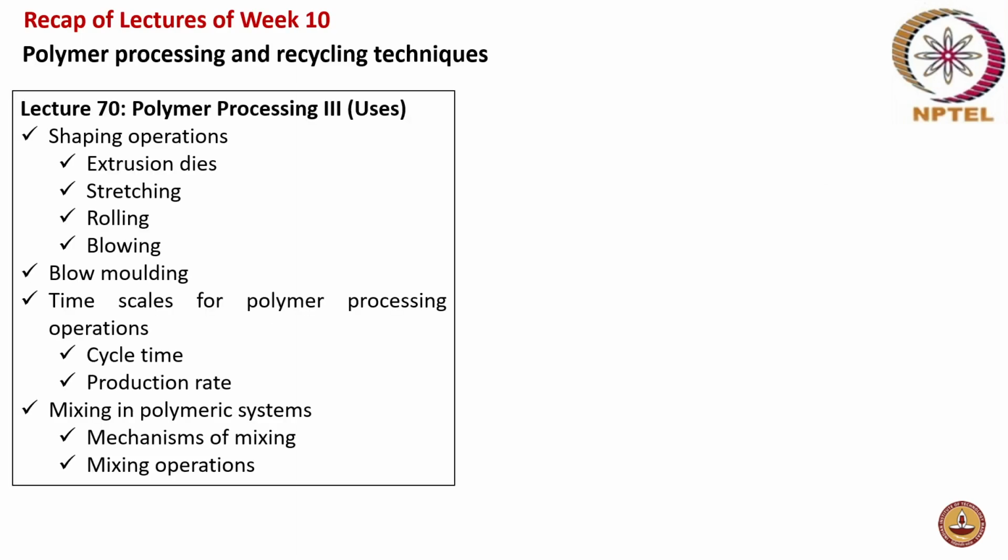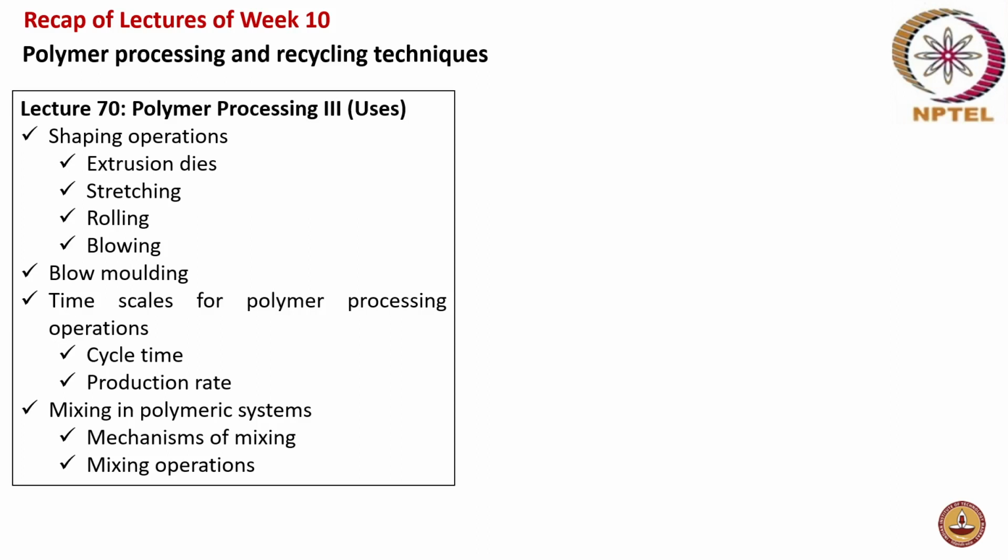So lecture 70 was on polymer processing. It was on uses. Their shaping operations such as extrusion, dies, stretching, rolling, blowing were discussed. And then the blow molding operation was explained in detail with each step. And then the time scale for polymer processing operation, like the cycle time for each of the polymer processing operation and the production rate. For example, a film blowing production rate is 100 to 1000 kg per hour, which is really mind boggling. And then a coating calendering operation takes 1 to 2 meter per second.